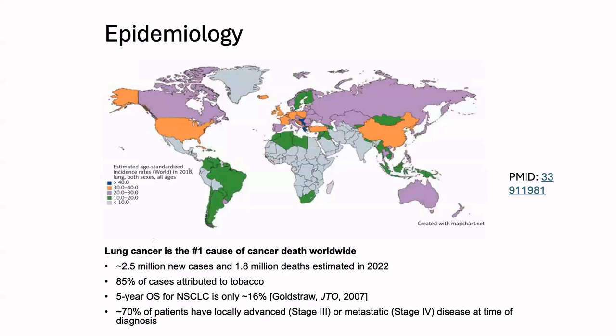First, very briefly, the epidemiology of lung cancer. We all know how important it is. It's the number one cause of cancer death worldwide. I believe some of the updated estimates are somewhere in the range of 2.5 million new cases and around 2 million cancer-related deaths. 85% of cases are attributed to smoking, although, as we all know, there are other risk factors, including environmental ones such as radon. 70% of patients may present with locally advanced or even metastatic disease, which in part explains some of the high death rates for this disease.